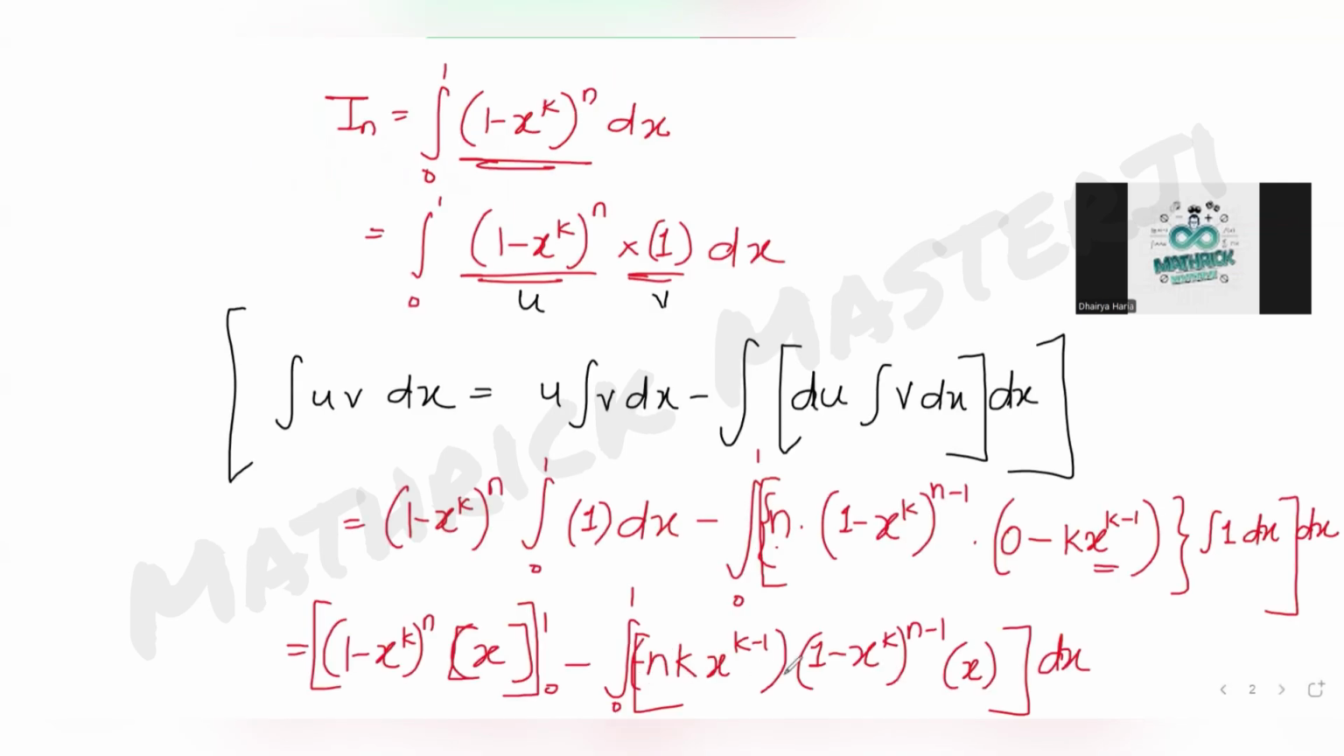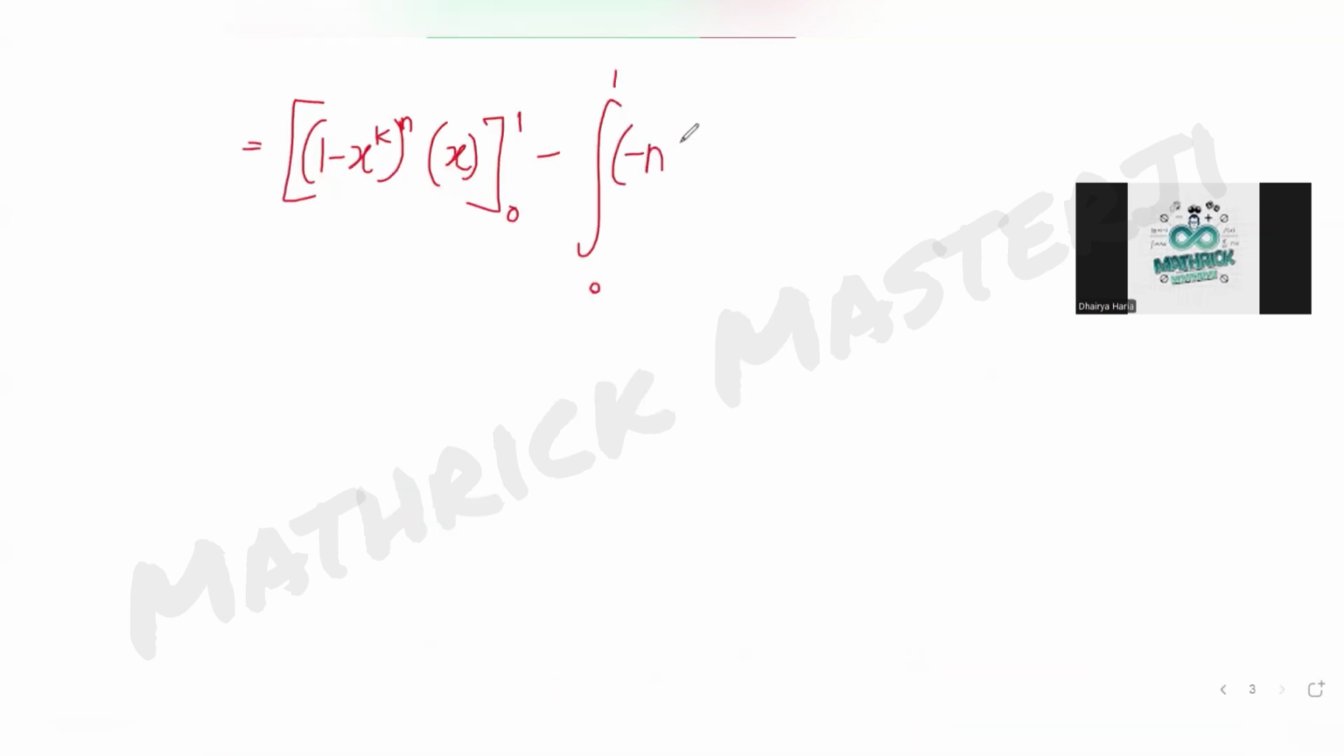You get minus n k, x raised to k minus 1 times x, which has the power of 1. With the same base, the powers get added, so k minus 1 plus 1 is k, and you get x raised to k. So minus n k x raised to k, and here you have (1 minus x raised to k) raised to n minus 1 dx.